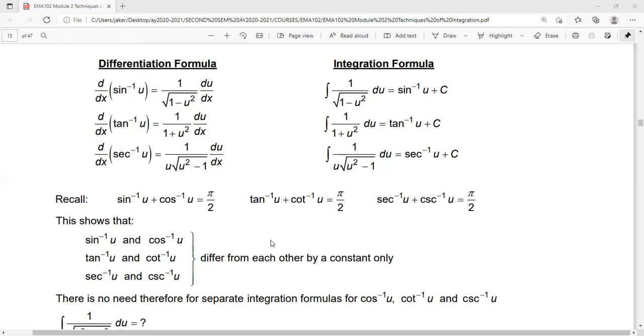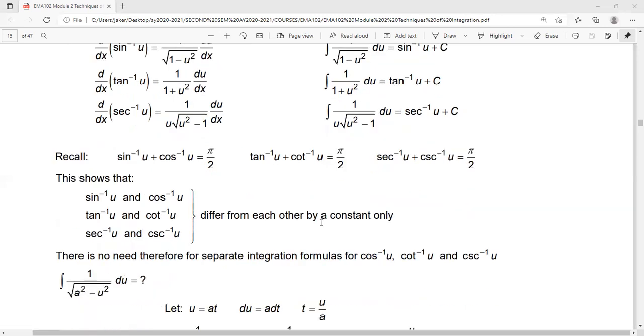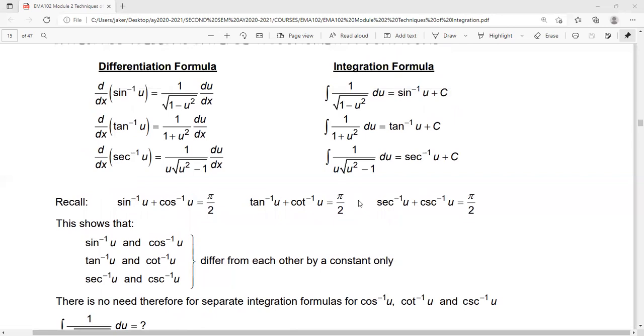Okay, so this was shown in here that they differ from each other by a constant only. That constant is the same for all our pairs here. It's pi over 2. If you're going to ask me what are the three main integration formulas, these would be the 3. Why do I say main? Because there would be instances, class, that you will have here a real number other than 1 in the case of the arc sine.